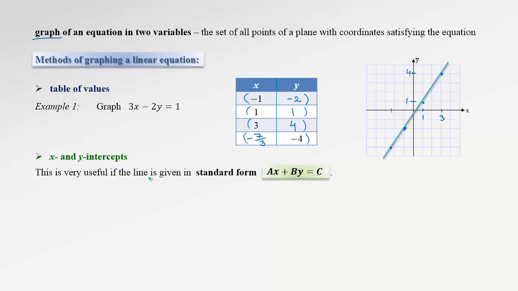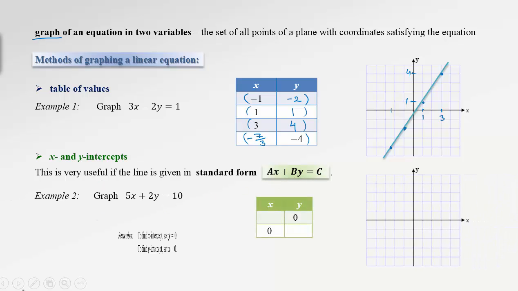This method is very useful when we have our equation given in a standard form, exactly the form that we had here. That was standard form, ax plus by equals c, where x and y are variables and a, b, and c represent constants. So let's recall this method. Let's say we want to graph 5x plus 2y equals 10. That's a standard form of an equation of a line.